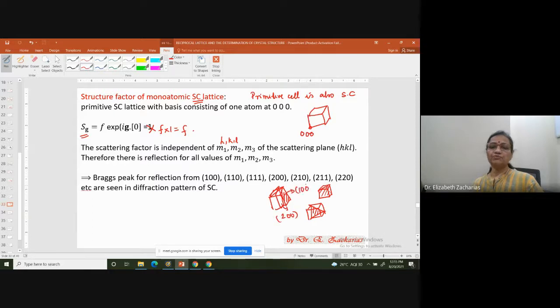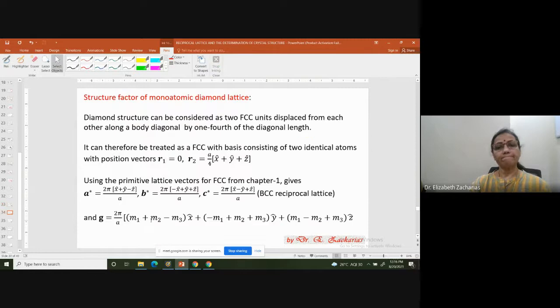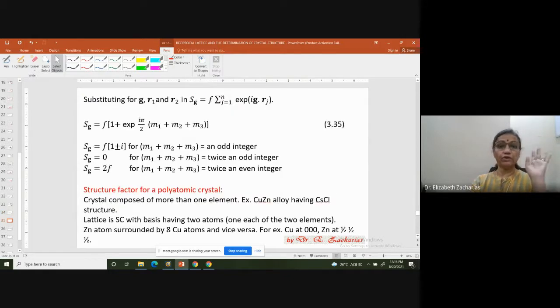Please, you must be very good at locating the atom, the reciprocal lattice, HKL. If you're able to do this only, you will be able to get marks in the examination. Now, this diamond, I've just written it for the sake of writing. You just leave it. If you understand the other three, that itself is a big deal for your age and maturity.